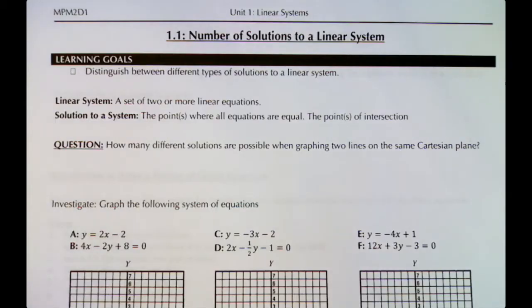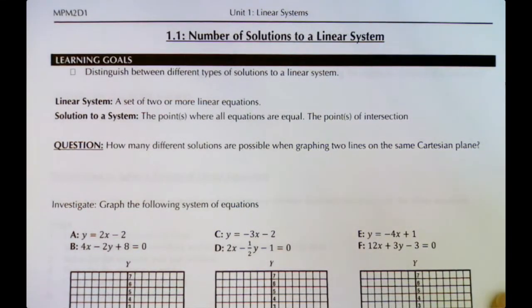Okay, this is lesson 1.1, and it's about the number of solutions to a linear system. First things first, what is a linear system? Well, a linear system is a set of two or more linear equations. So we have three sets of linear systems in our example that we're going to explore.